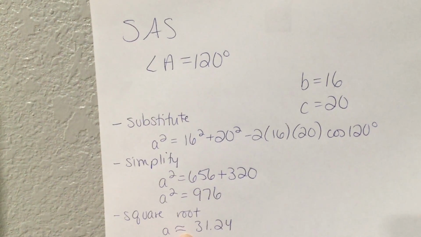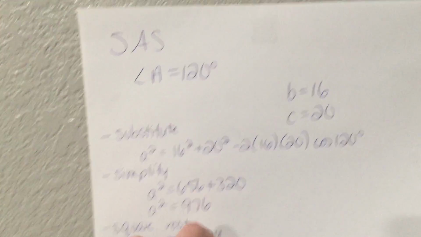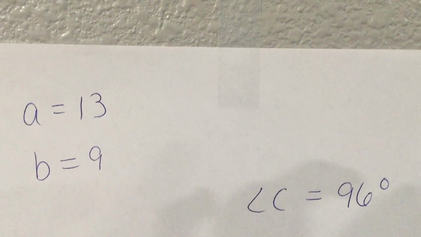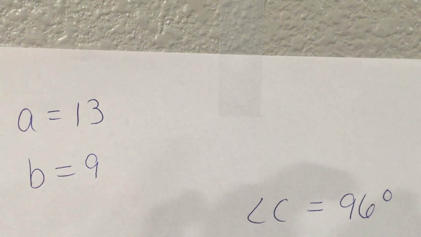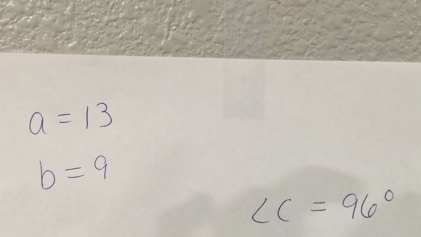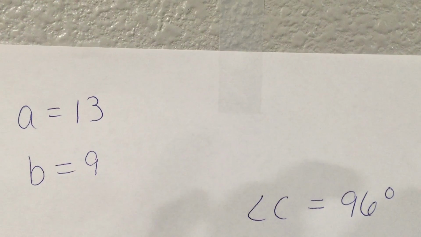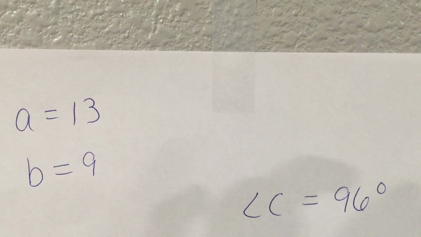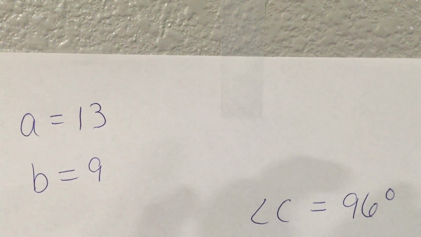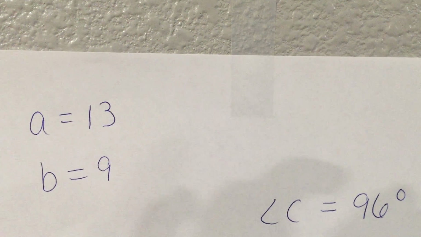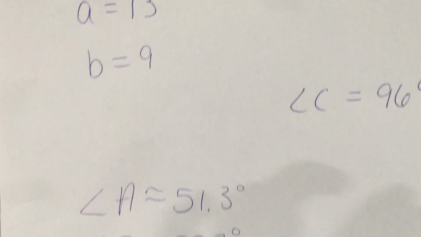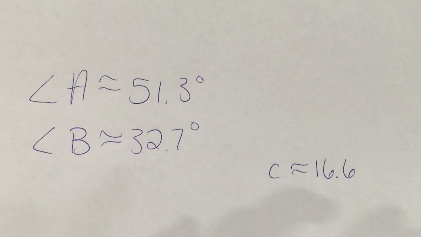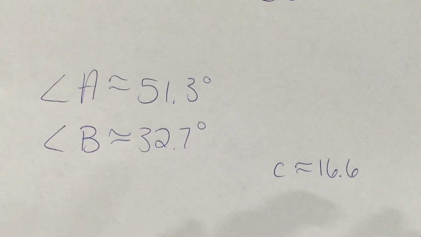I have a problem using this method that you can try. Here is the information. Side A is 13, side B is 9, and angle C is 96 degrees. Pause the video now so you can work out this problem, and then I will give you the answers. I solved the entire triangle, so you can see the two missing angles and the one missing side.